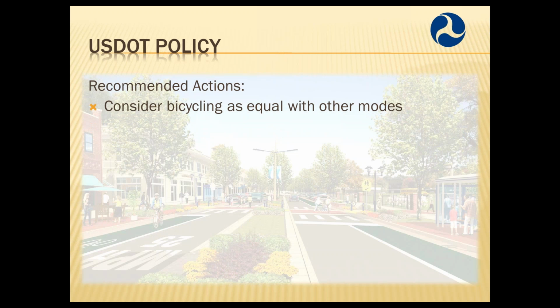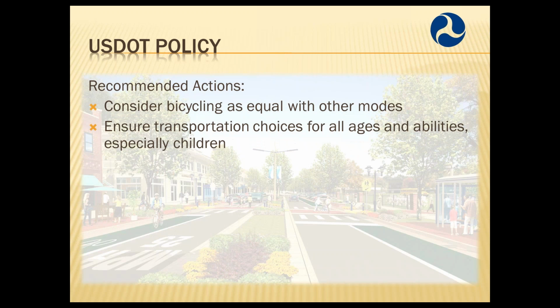Considering bicycling as equal with other modes, ensuring that we have transportation choices for people of all ages and abilities, not just the road warriors, going beyond minimum design standards. And I'd like to make a comment about this here. If we have a corridor where we have the minimum sidewalk width, a minimum width for parking, a minimum travel lane width, and we've extended that all the way across the corridor, it makes it an uncomfortable facility for everyone.